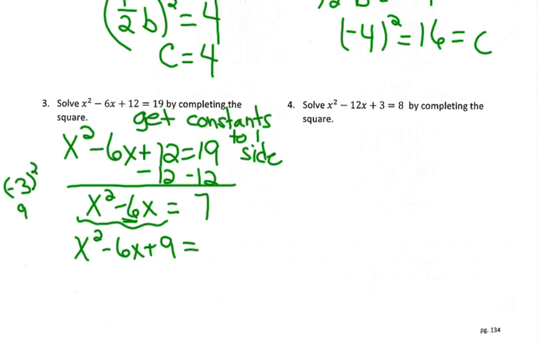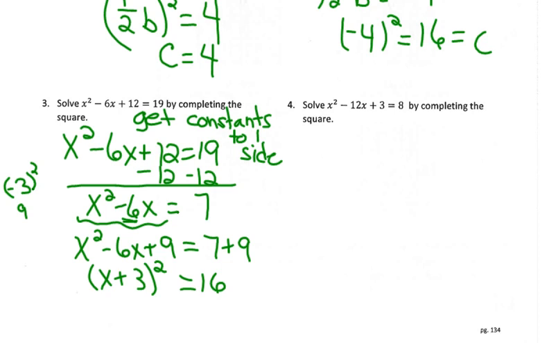But because this is an equation, if I change something on one side, this goes back to 7th grade, I have to make the same change on the other. So I'm going to add 9 to the other side. Now I can factor this. This factored is x plus 3 squared equals 16.